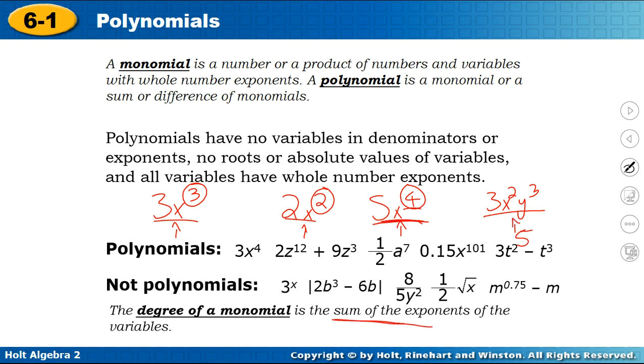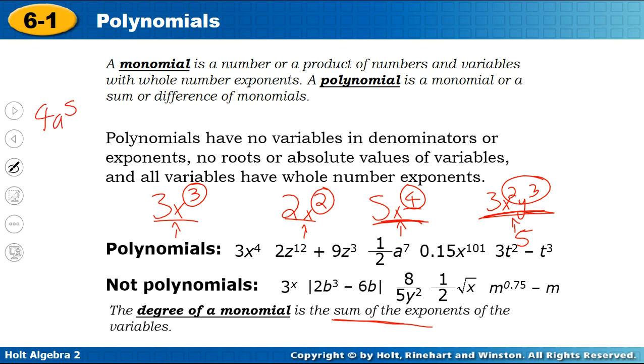Because remember, the degree is the sum of the exponents. So this is all one term. This one term has two exponents, so we add the exponents together, and we get the degree of that monomial, of that term. Another one, say 4a to the 5th, b, c to the 7th. That is considered one term because there's no plus or minus, it's just all grouped together. But the degree would be 5 plus 1 plus 7, which would make 13. So that would be a degree of 13.